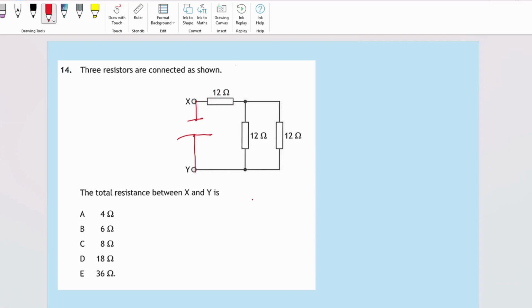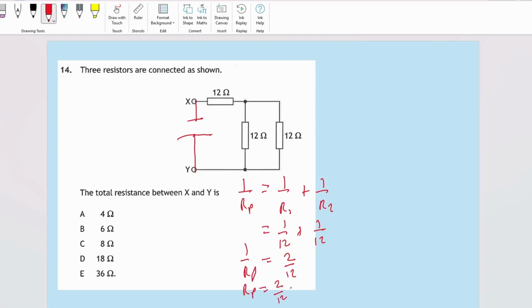So to get the total resistance, we do 1 over Rp for parallel equals 1 over R1 plus 1 over R2, which is just 1 over 12 plus 1 over 12, which is 2 over 12. And now we flip this since it's 1 over Rp. So Rp is equal to 12 over 2, which is equal to 6 ohms. Now for RT, we do 12 plus 6, which is 18 ohms. And that works out to be D.